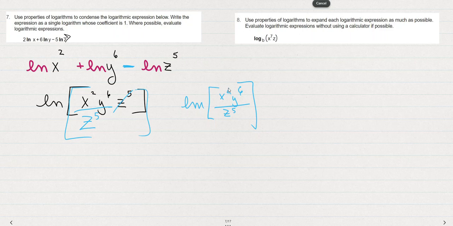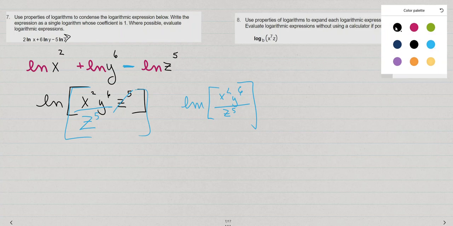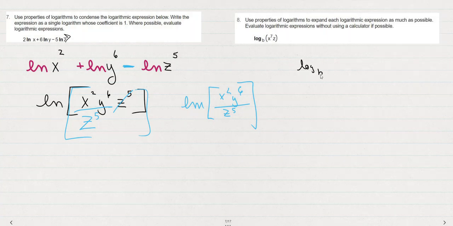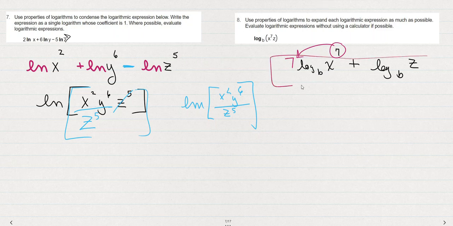Can you use those same procedures to expand this one? We see that it's multiplied, so that means I'm going to add them. So I'd have log base b of x to the 7 plus log base b of z. Now this 7 falls down in front. So I get 7 log base b of x plus log base b of z when I expand those.